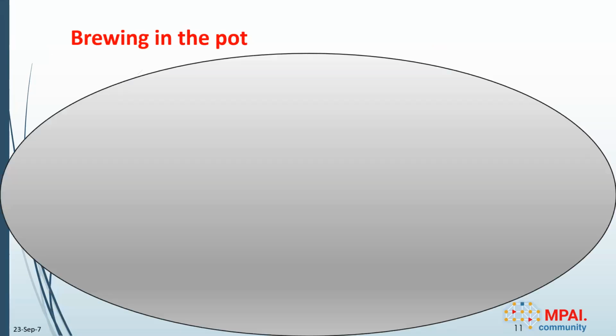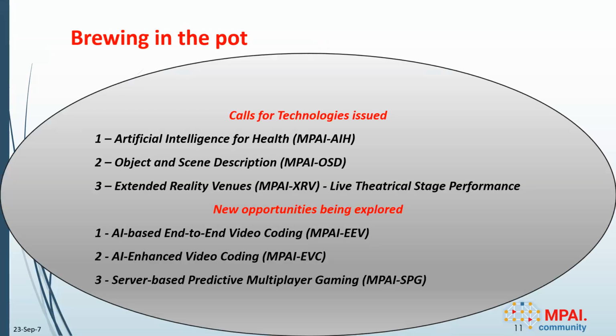But we have more brewing in the pot. We have 3 calls for technologies. One is artificial intelligence for health. The presentation will be tomorrow. Another one is the object and scene description, which is what I am presenting now. And another one is extended reality venues that will be presented on Tuesday.